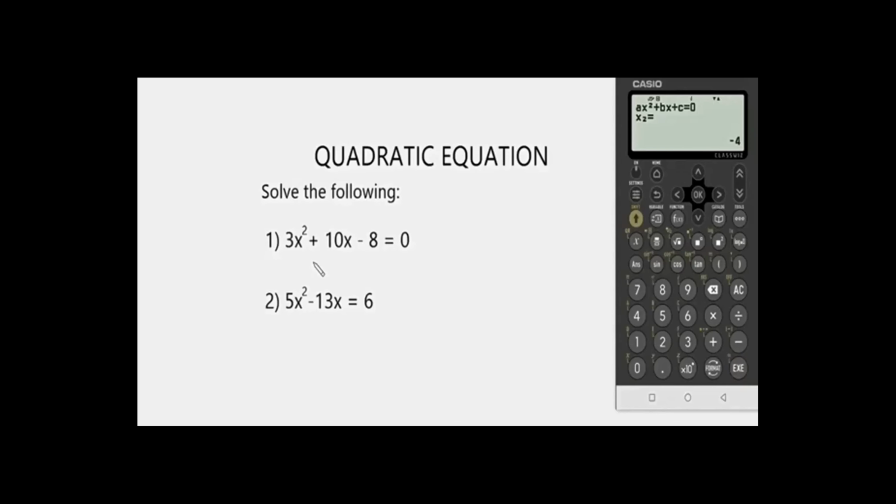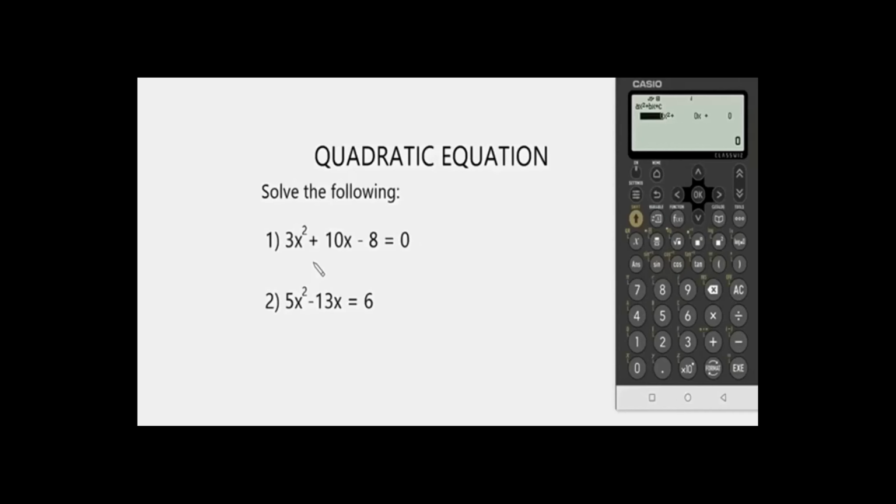Alright, so let's do one more example, this question 2, to let you guys understand this better. So let's go back, press AC to wipe out every value you have input here. So it's now empty, right? So for question 2, it says we have 5x squared minus 13x equals 6. We are asked to find the roots of this quadratic equation. So this question 2 is a bit not straightforward. You just have to arrange the quadratic equation before solving.